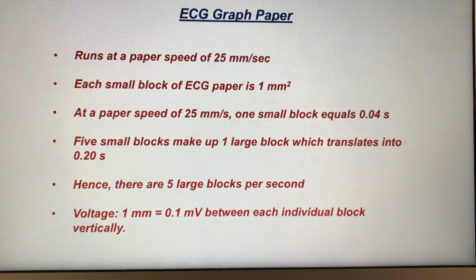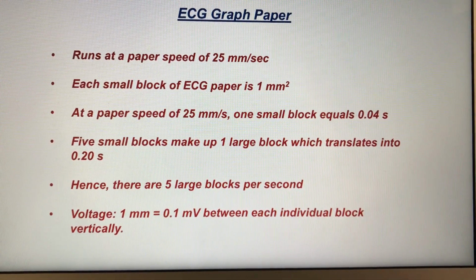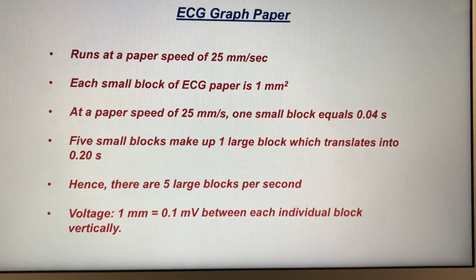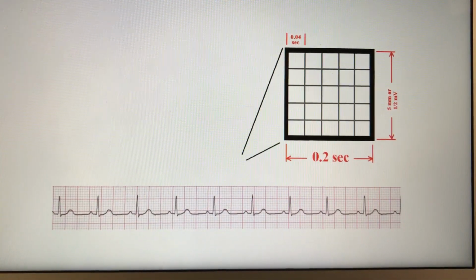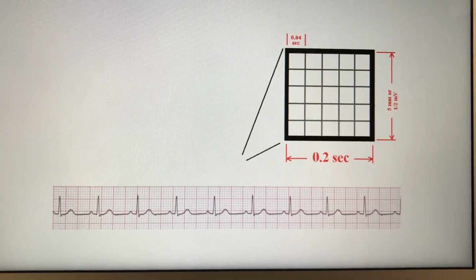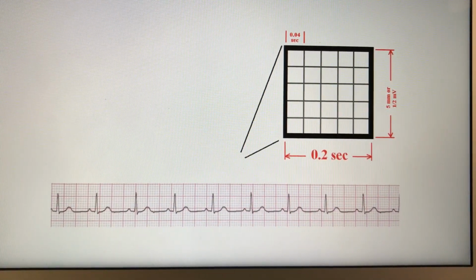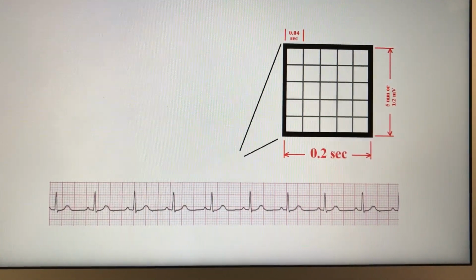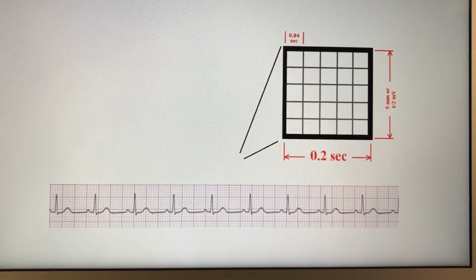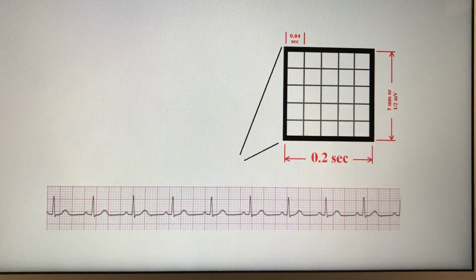The vertical height of each block represents a voltage which is equivalent to 1 millimeter, or in other words it is 0.1 millivolt. If you can see here, one small block is about 0.04 seconds, so one large block duration will be 0.2 second, and the voltage of one large block will be 5 millimeter or half a millivolt.